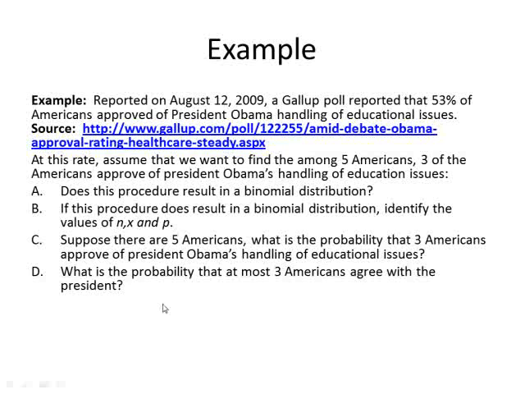So the next thing, once you identify a binomial distribution, notice the flow here, the next thing you want to know is what are n, p, and x. So n in this case is going to be what?